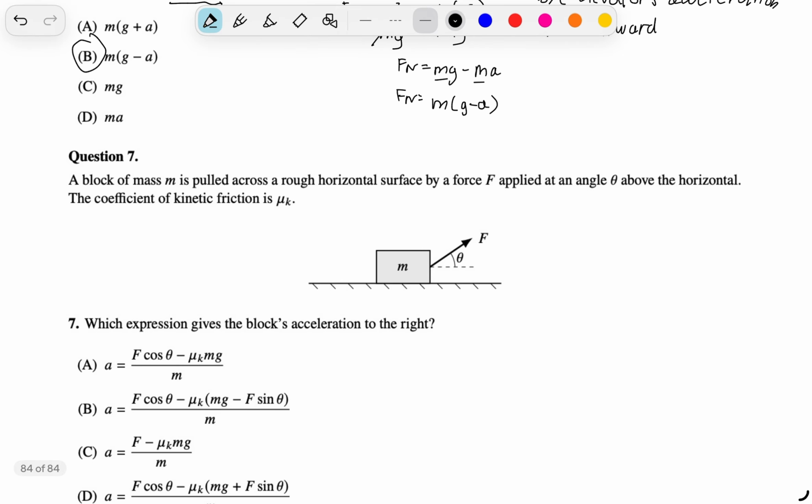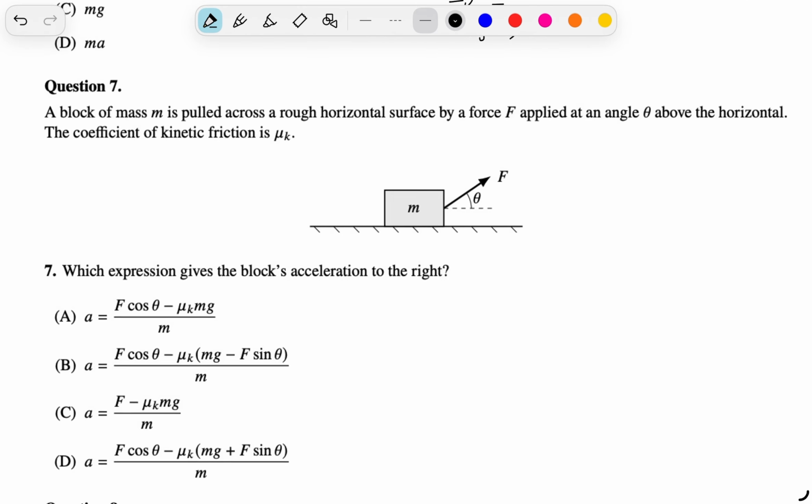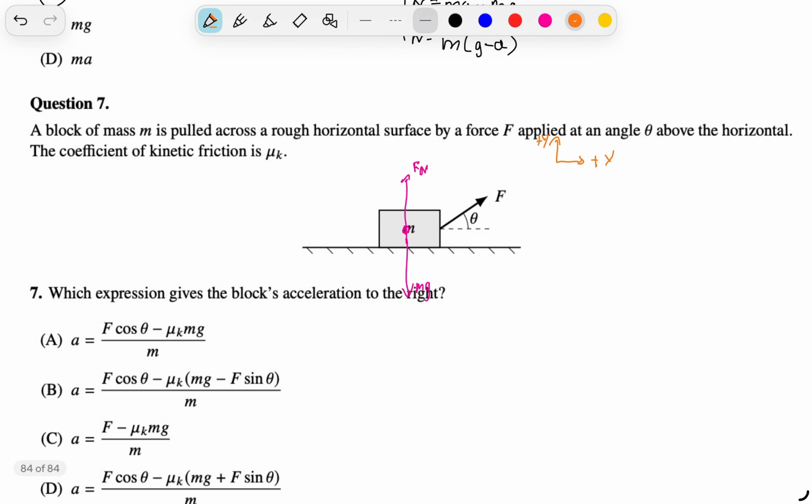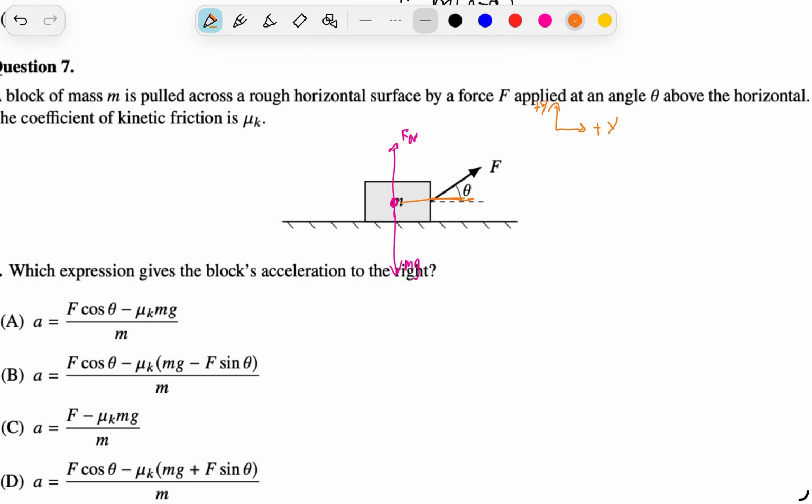Now we have a block of mass m that is pulled across a rough horizontal surface by a force F applied at an angle theta above the horizontal, and the coefficient of friction is mu k. So what we have is we want to find the block's acceleration in the rightward direction. So first off, we have our normal force acting up, we have our mg acting down at the center of mass, and we have a force that is not at the conventional coordinate system of up y, right x. So what we're going to do is actually make that force into something that works on our plane.